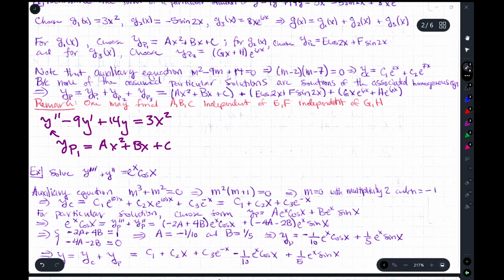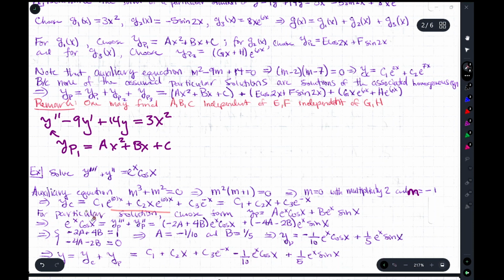So let's consider one more example. So we want to solve this. This is now a third order differential equation, but it's okay. The same principles work. We start with the auxiliary equation. Here it is. This gives us a repeated root, m equals 0 with multiplicity 2, and m equals minus 1. It's a little bit unclear here. That's just m equal to minus 1. That's the second solution.